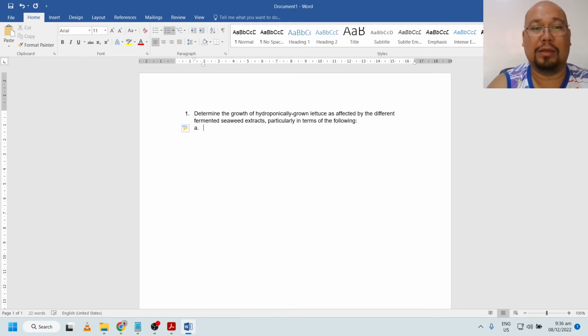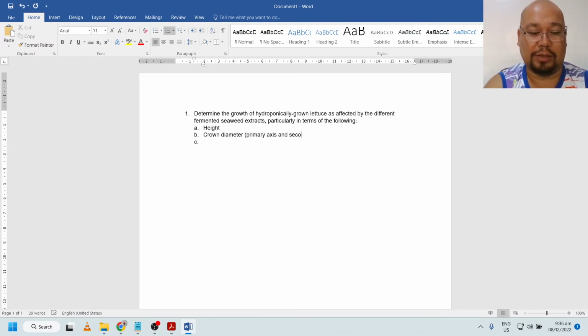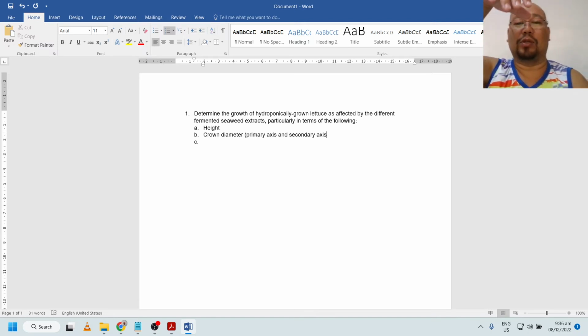Okay, so unsa man ana na growth man may kag height sa paman crown diameter, diba? So duha mo na ni siya. Primary, pwede sa primary crown diameter, primary axis and secondary axis, diba? Mura mo na siya. Crown diameter is you're looking from the top.